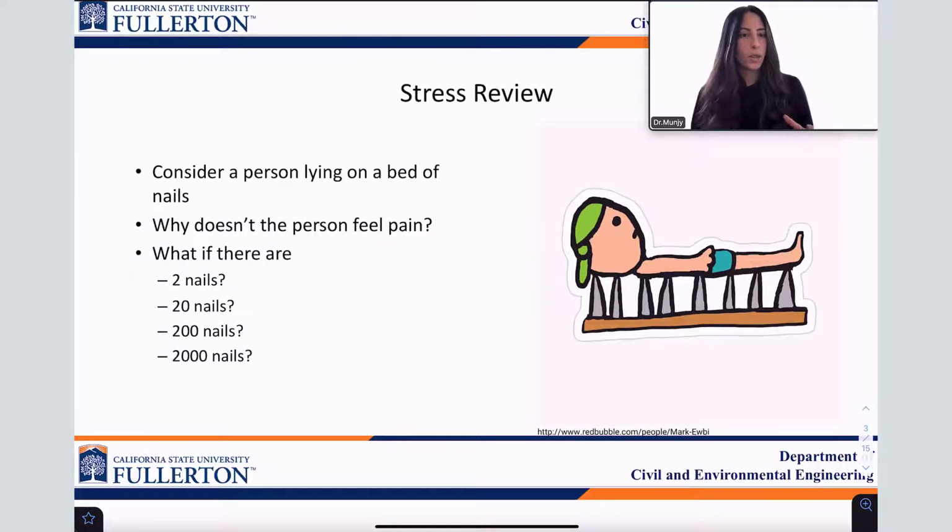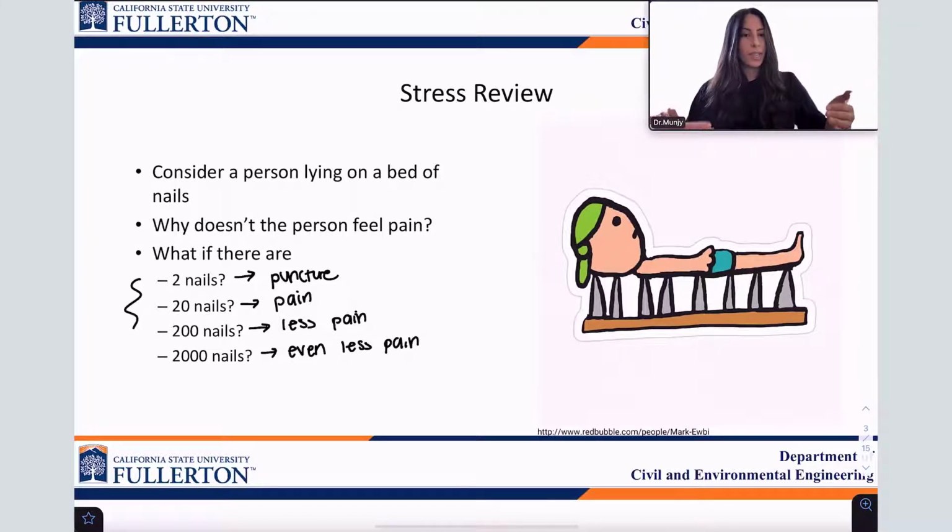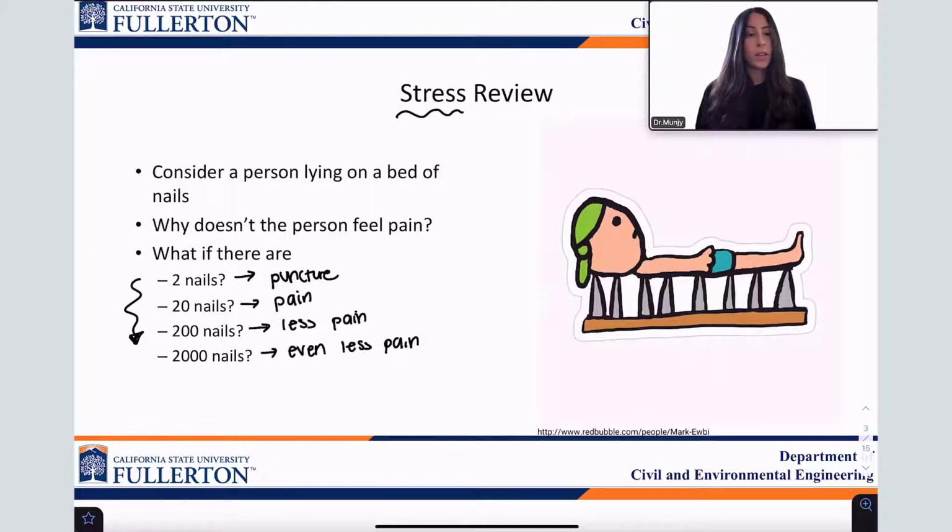Let's consider this person who's lying on a bed of nails, as you can see in this cartoon picture. Why is it that people who do this, which by the way some people do this in real life, don't experience pain when they're lying on a bed of nails? Well, imagine if there were 2 nails there instead of several. Well, the nails would then puncture the person, right? Let's increase the number of nails from 2 nails to 20 nails. You'd feel less pain, or some pain, but less than if there were 2. If we go to 200 and then 2,000, we'd be experiencing significantly less and less pain as you increase the number of nails. So, what is this relationship between the number of nails and the level of pain that we experience? And that can be defined by understanding stress.